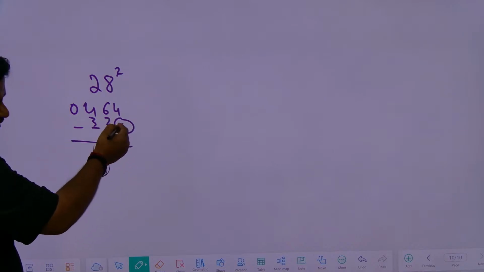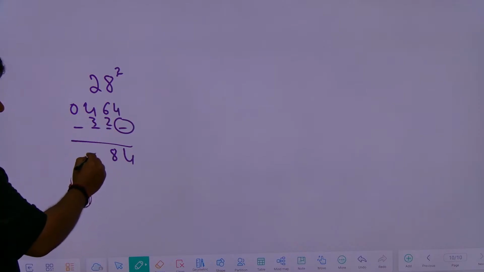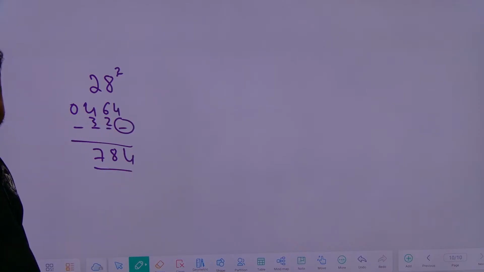So 4 plus nothing means 0 only. 4 plus 0 is 4. 6 plus 2 is 8. 4 plus 3 is 7. So you get the answer easily, 784. Like this you can find the square of any number.